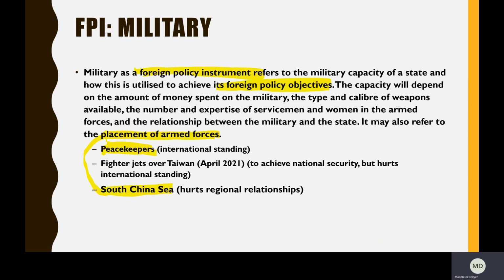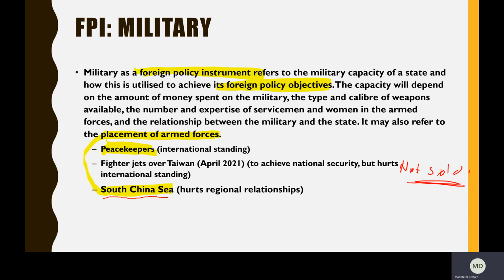Now, I know I've put here the fighter jets over Taiwan. This is a controversial area because Taiwan isn't recognised internationally as a sovereign state. Only a few states recognise it. So I am wary of using it as an example, but I know a few of you like using Taiwan. I'm not 100% sold on this one. Instead, I would recommend the South China Sea as an example of China's use of military power, and also military as a foreign policy instrument.